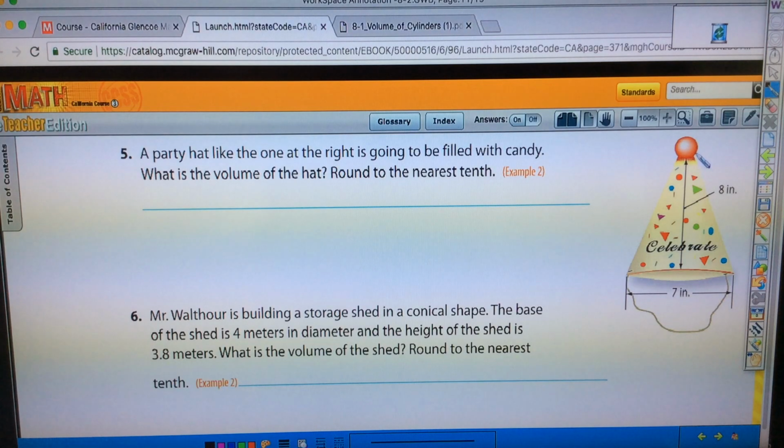So here's a party hat. They're giving you diameter. Cut it in half. Let's see here. Number 6 has a 4 meter. So here you go. Here's your diameter. Cut it in half. Okay, and then you're just going to plug everything in and divide by 3.